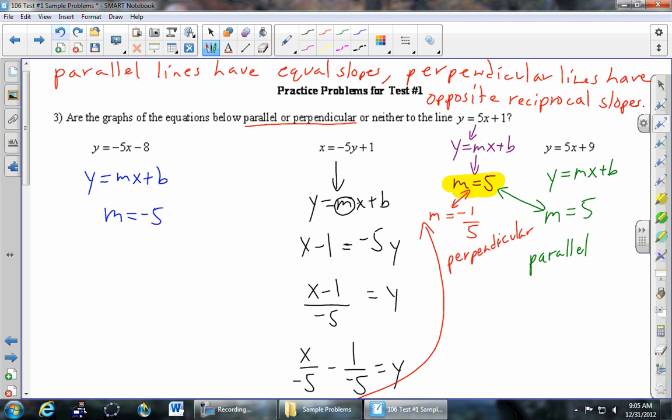And then finally, the first line here in blue, the slope is -5. The slope of the given line highlighted in yellow is +5. So they are opposites, but they're not opposite reciprocals. They're certainly not equal slopes, so these two lines are not perpendicular or parallel.